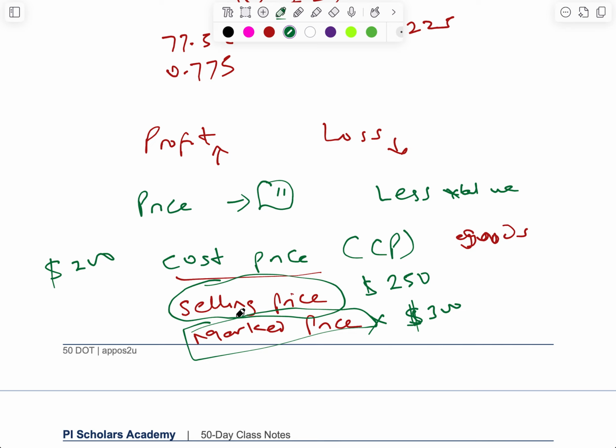Selling price is not determined until the good has been sold. So take note, until you have eventually done the selling itself, you don't say something is the selling price. So when somebody asks you what's your selling price, that is wrong. Until the good is sold out, you don't have a selling price. So what you have before the good is sold out is what? It is the marked price.